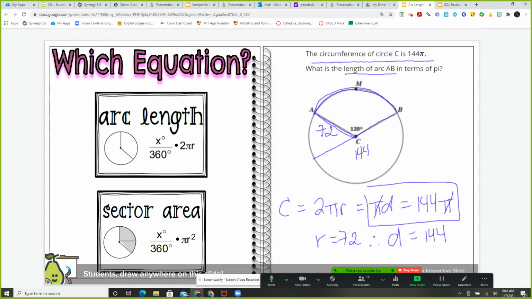So now we can find the length of arc AB. Arc AB is at 120 degrees. So 120 divided by 360, times, and then we're finding the length, so 2 times pi times 72. Do you get 151-ish? Yeah.